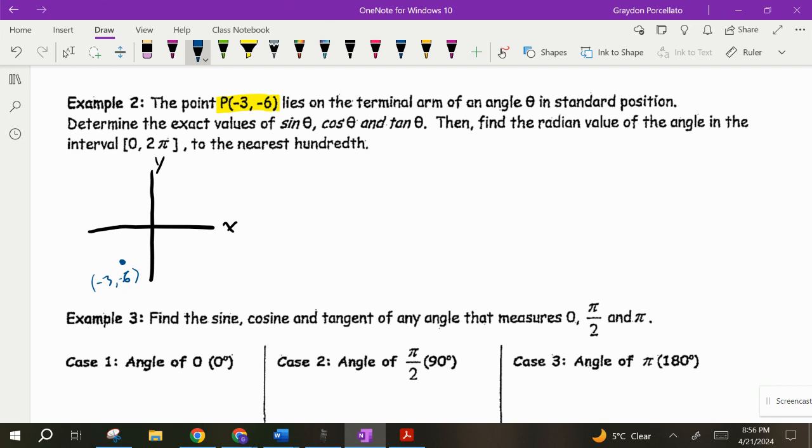It says that that point lies on a terminal arm. So there's our terminal arm of an angle theta in standard position. It's talking about this angle here, theta, which is measured from standard position, which just means measured from our x-axis. It says determine the exact values, and this is really important, exact values of sine, cos, and tan. Then find the radian value of the angle in the interval 0 to 2 pi.